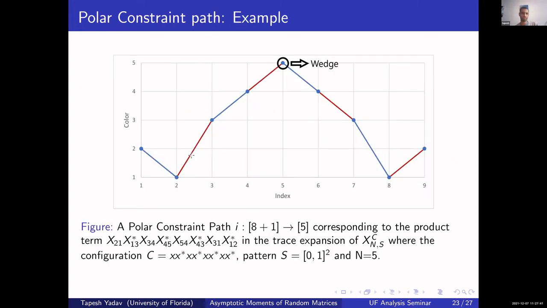This is an example. It's strictly polar paired, and it follows all the conditions: it goes through exactly 4 + 1, which is 5 colors, because it's a path from 8 + 1 to 5. 8 is 2 times 4, so there are 4 + 1, 5 colors it passes through. Given this pattern S0, which is the whole unit square, and this configuration x star, this path actually is a polar constraint path.